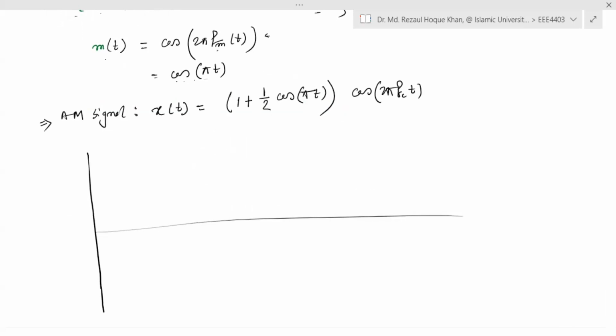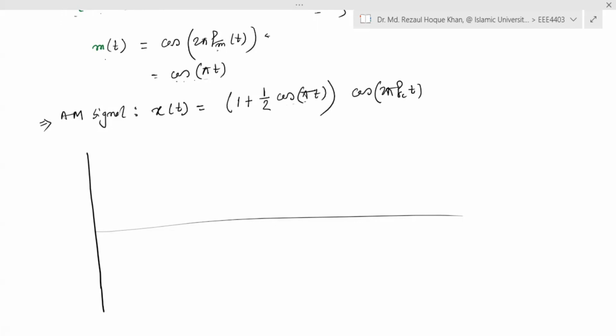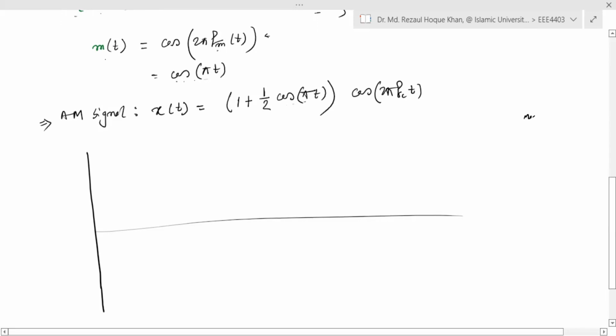So modulating signal. So here, what is the maximum and minimum value here? We can see here if cos this pi becomes 0, cos 0 degree is 1. So 1 plus half, so 3 by 2. So this becomes the maximum value becomes 3 by 2.